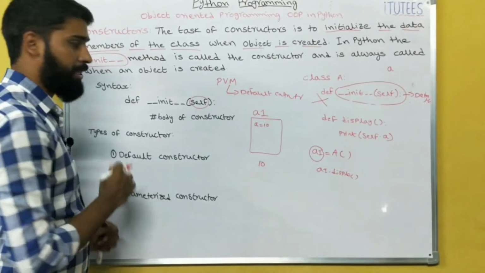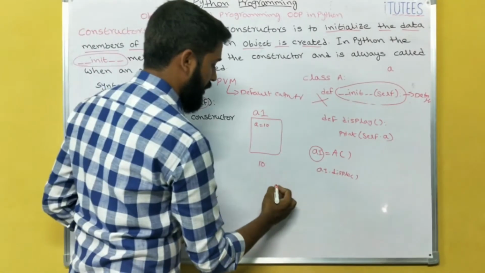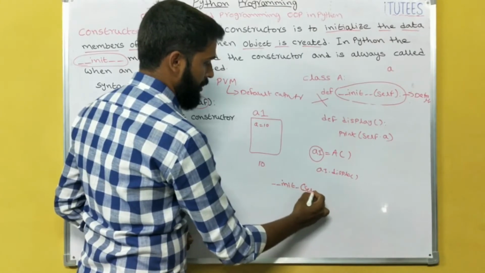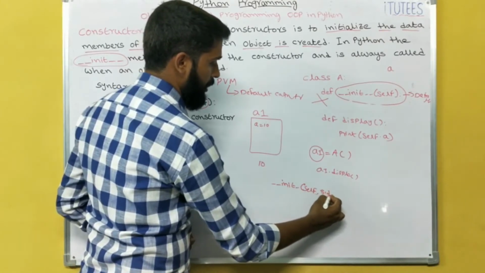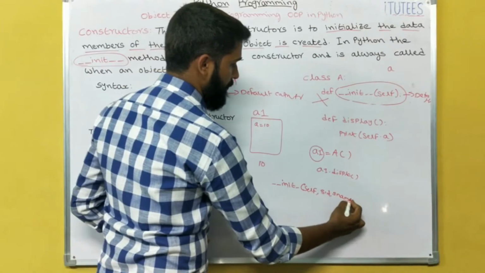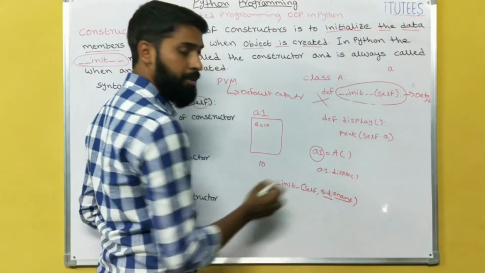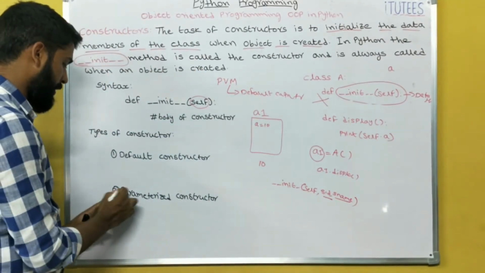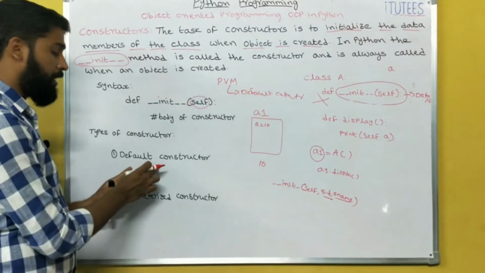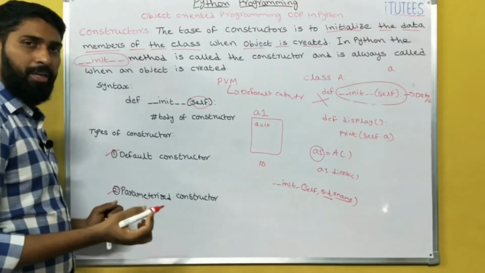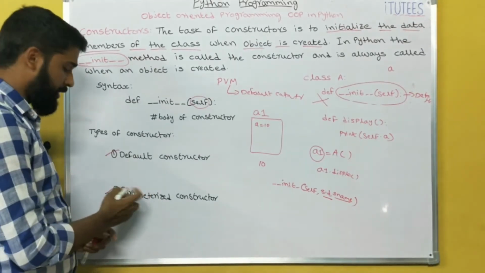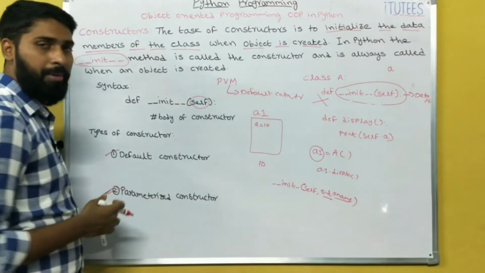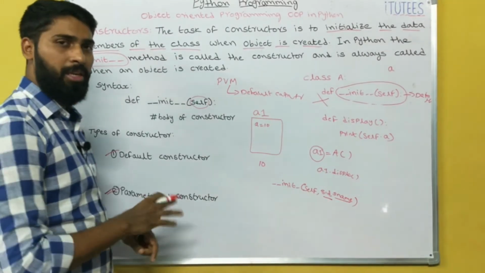So what is a parameterized constructor? If I define a constructor like this, self, sid, sname, with two arguments, then we call that constructor a parameterized constructor. A default constructor has no arguments. If you provide any arguments to the constructor, then it is a parameterized constructor. Now we can see examples.